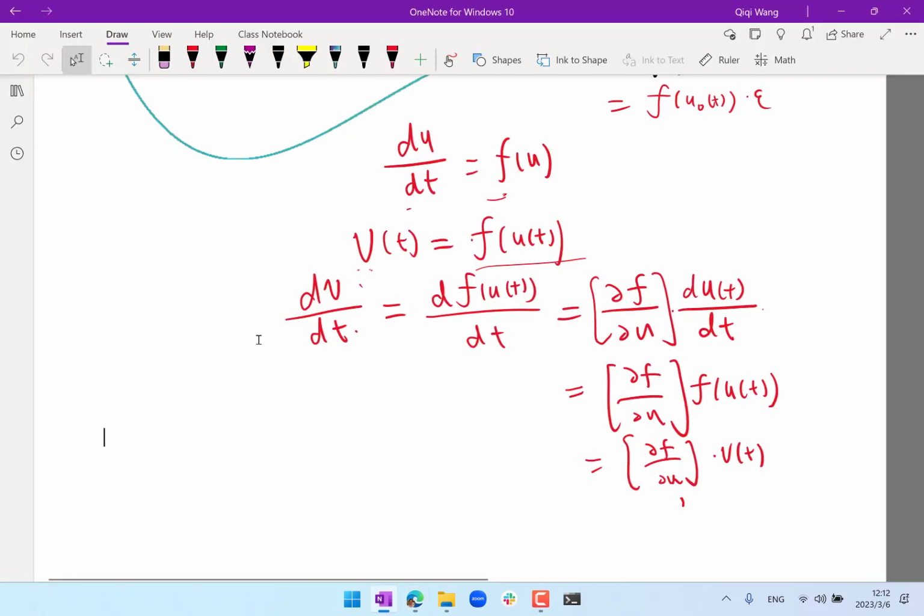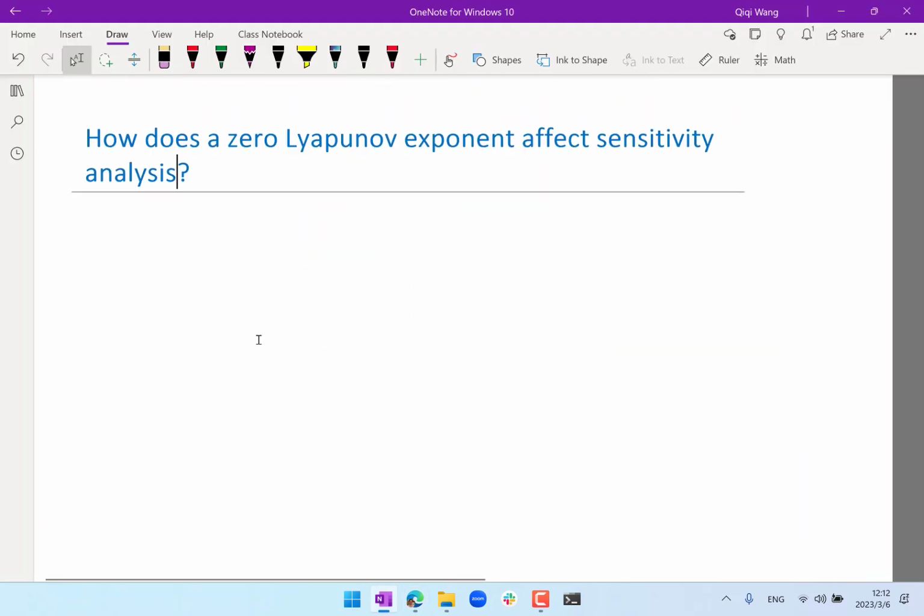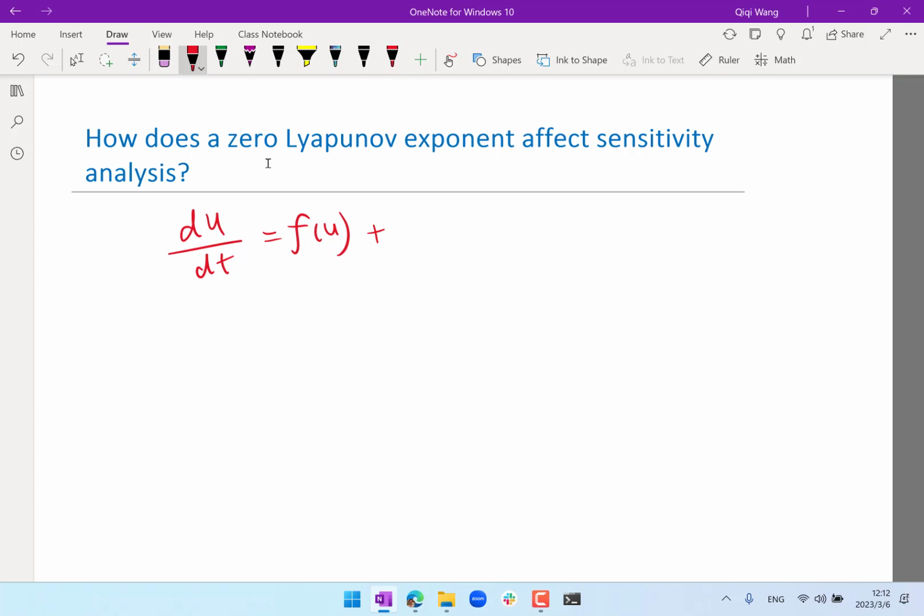But today, let's talk about something new. That is, how does a 0 Lyapunov exponent affect sensitivity analysis? What do we mean by sensitivity analysis? Sensitivity analysis means we are analyzing the impact of a perturbation to the system. So instead of du dt equal to f of u, we now think about du dt equal to f of u plus a perturbation.